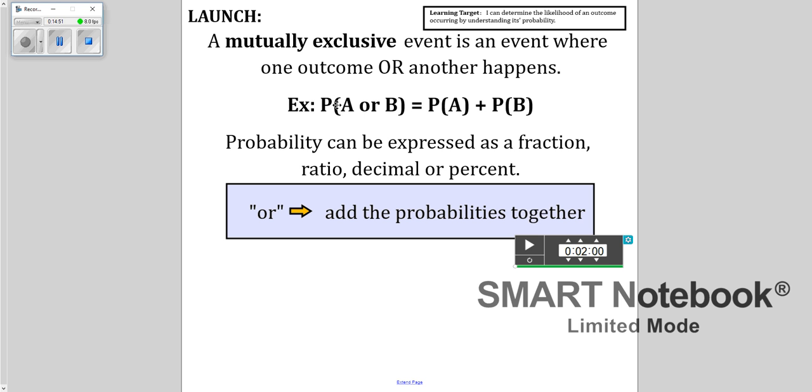And that's what this up here says. The probability of A or B equals the probability of A plus the probability of B. So you just figure out each one separately, A, B, and then add them together. That's when you see the word or. There's going to be another situation coming up in a little bit. Let's look at an example.